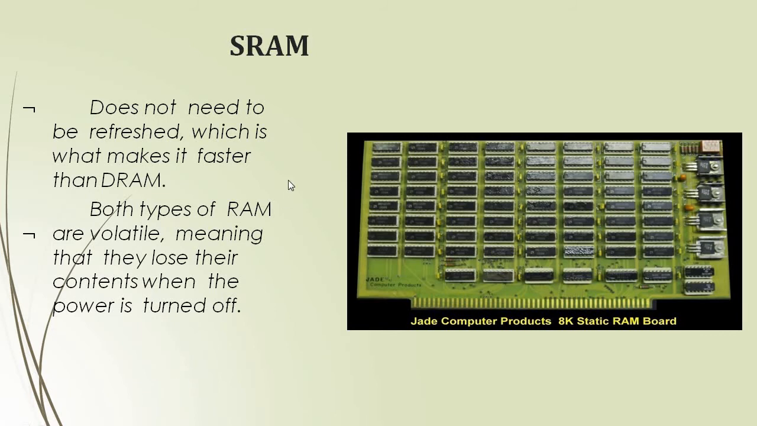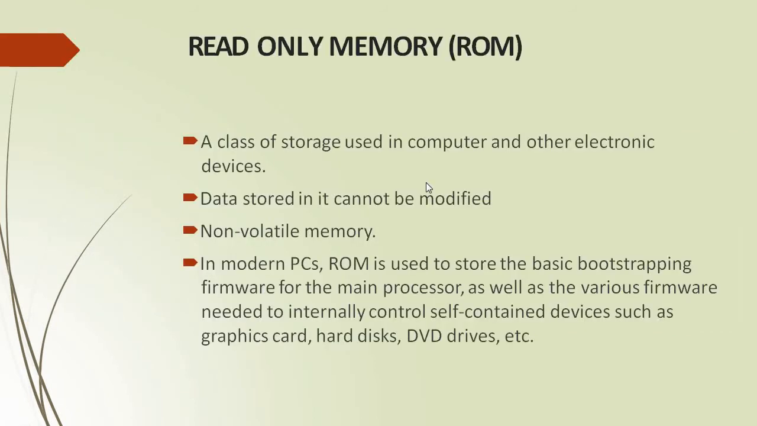So students, RAM is a volatile memory, which is not a permanent memory. So what is read only memory? Read only memory is a class of storage used in computers and other electronic devices. Data stored in it cannot be modified. It is also known as non-volatile memory.